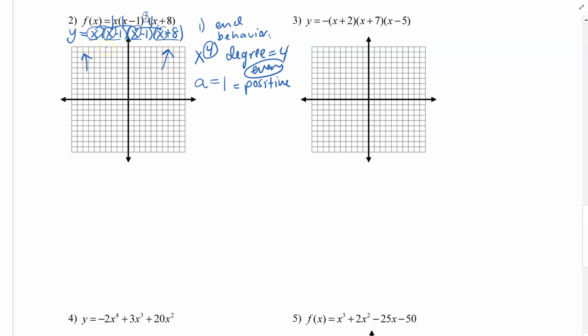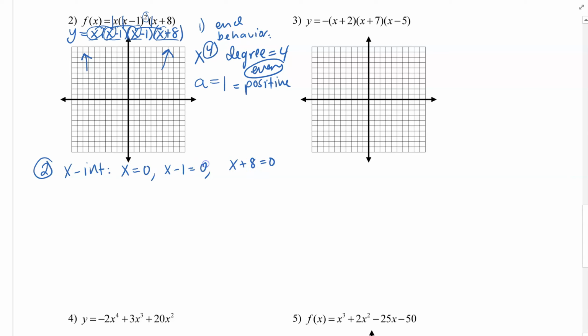Both ends of this graph are going to face up since the degree is even and the leading coefficient is positive. Okay, second thing I'm going to do will be to find the x-intercepts. Again, I'm so happy that this example is in factored form or intercept form, because then all I have to do is take each of those factors, set them equal to 0, and solve for x.